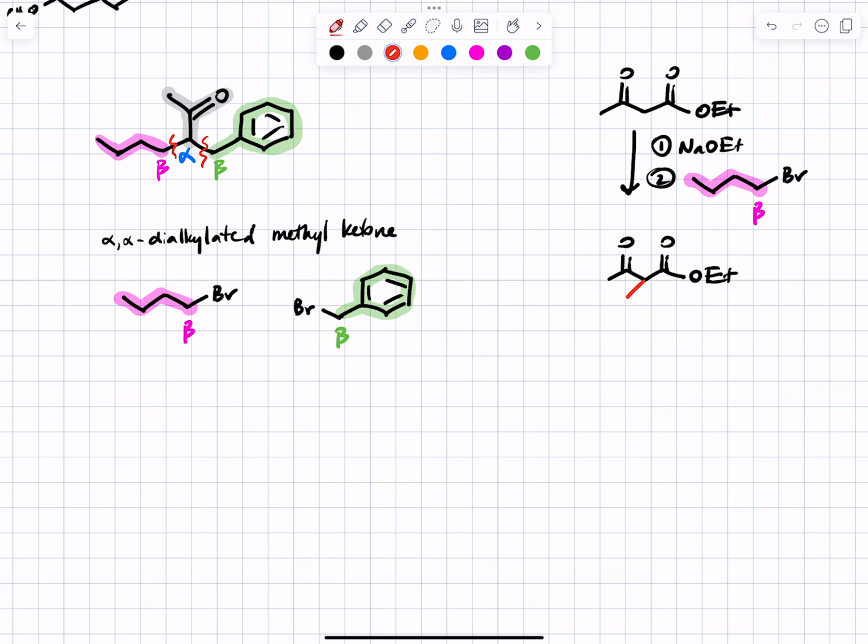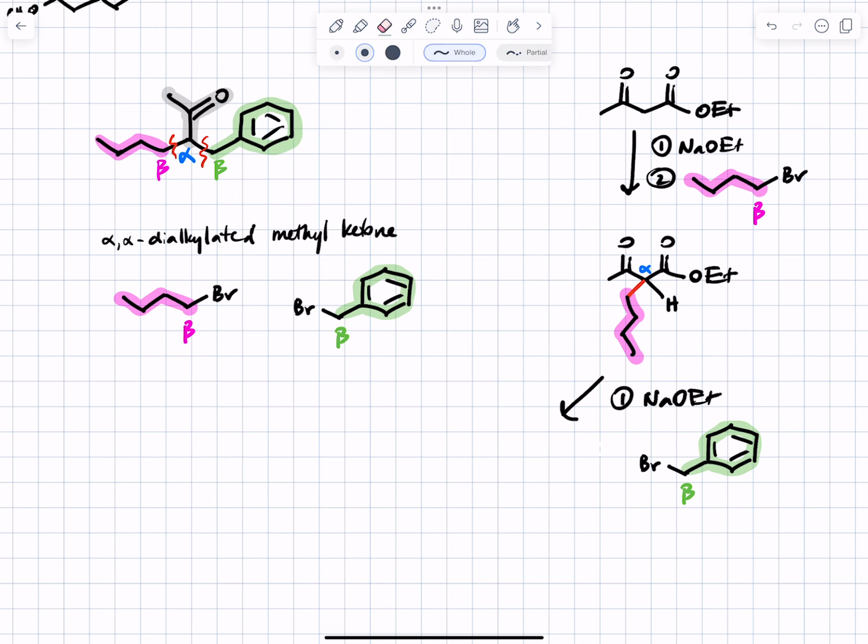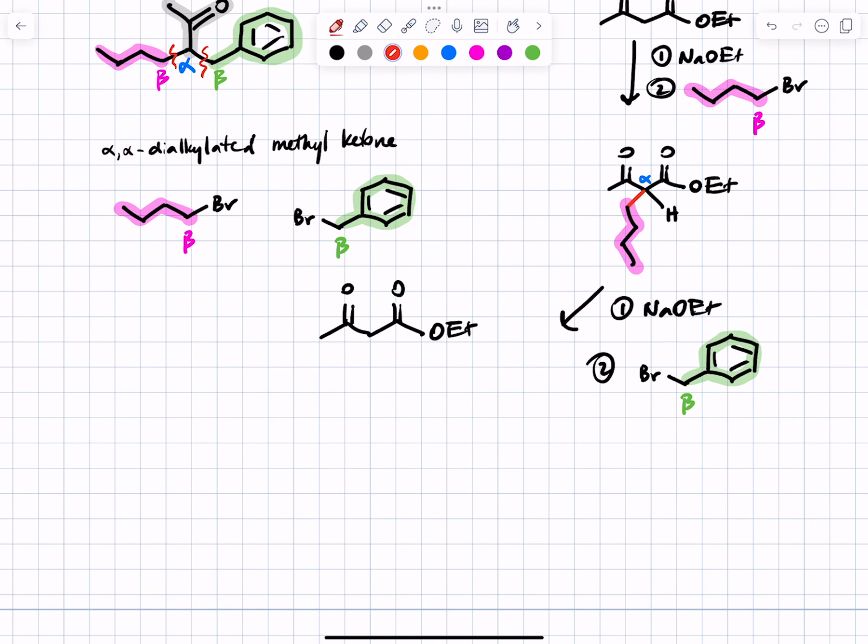So here's the new bond that you would have made with the pink beta carbon. At this stage, we still have one alpha proton on the blue alpha carbon left. So you can do another alkylation step: sodium ethoxide to make the enolate, and then the other molecule, the other green alkyl halide.